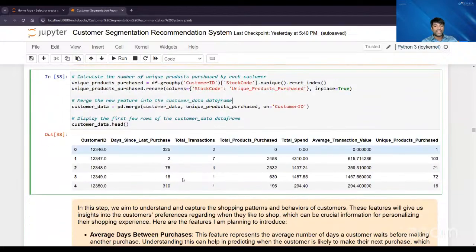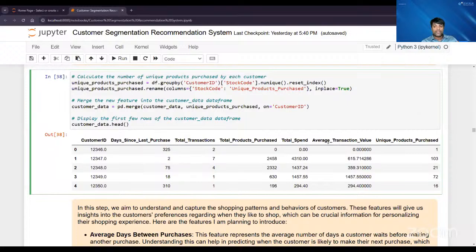So now, again, if we print the head of the data, you can see the last purchase, that's what we started with. Then we added the total transactions. Then we added the total purchase. Then we added the total spend. Then the average transaction value, right? And then we have added the unique products purchased also.